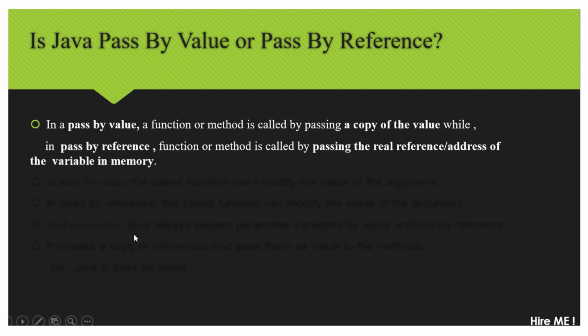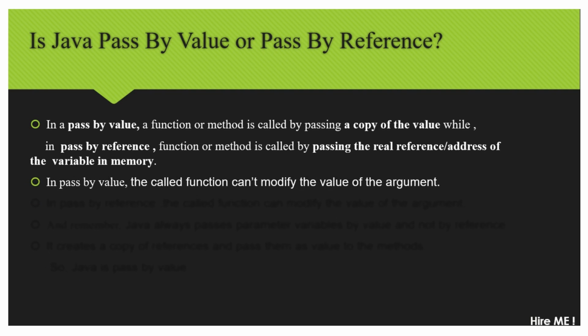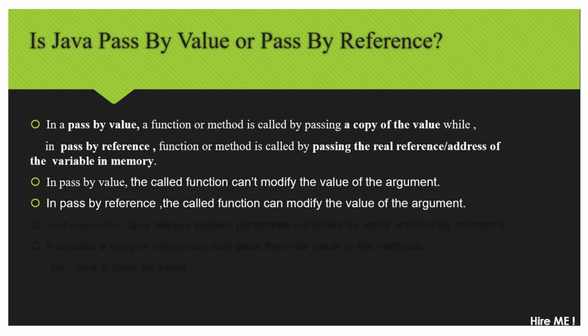Now, what is meant by pass by value? Pass by value means whenever a function or method is called by passing a copy of the value or the argument. While in pass by reference, the function or method is called by passing the real reference, or you can say the address of the variable in memory, but not the actual copy of the value. In pass by value, the called function can't modify the value of the argument, while in pass by reference, the called function can modify the value of the argument.